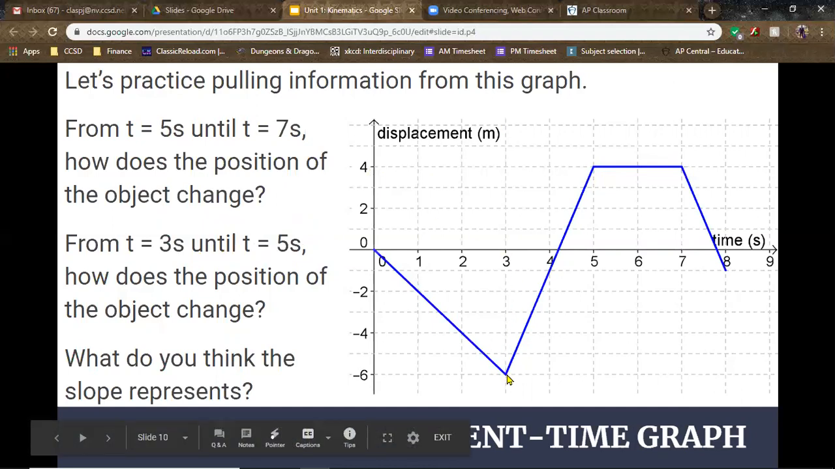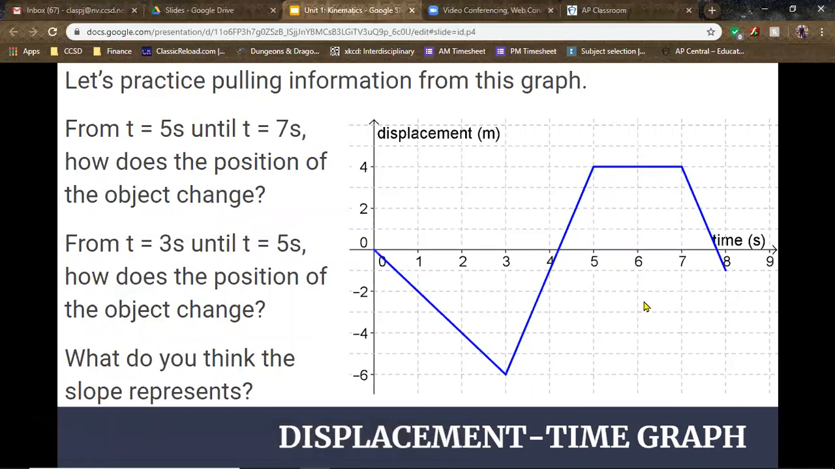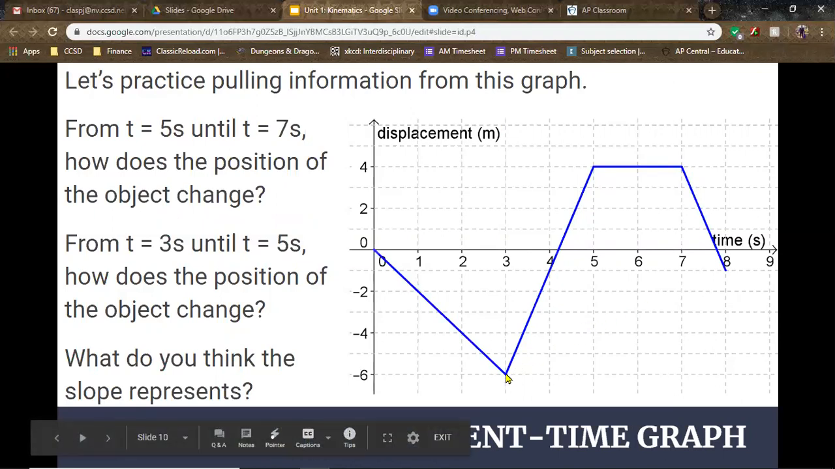Okay, now let's look at 3 seconds until 5 seconds. How does the position of the object change from 3 seconds to 5 seconds? Well, some information we can gather from this is, one, the slope is going up. It's going up and up and up. So this tells me that the object is perhaps moving to the right. But you notice from 3 seconds until just after 4 seconds, it is still in a negative position. And after that point, it becomes a positive position. All right. So from t equals 3 seconds to 5 seconds, it moves from a negative position all the way up to a positive position.